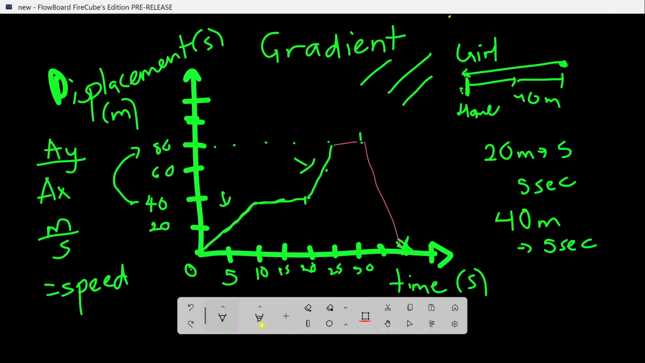Let's just get that back. The pink gradient is negative because it's sloping in that direction, and we can see that when she's coming back home on this way back, that's when the gradient is negative, when she's going back home, back to zero displacement. So actually that shows if the gradient is negative, she's traveling in the opposite direction. So here she's going forwards, and then backwards. That's the introduction to displacement time graphs.